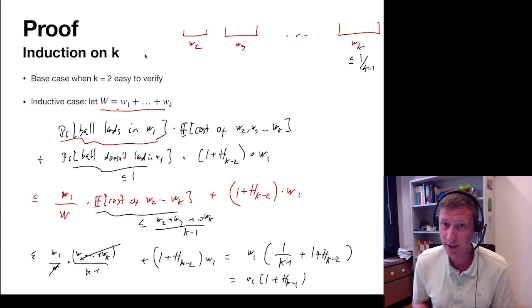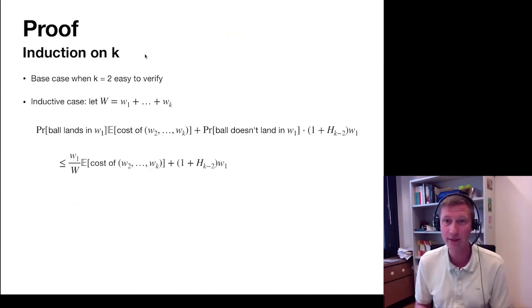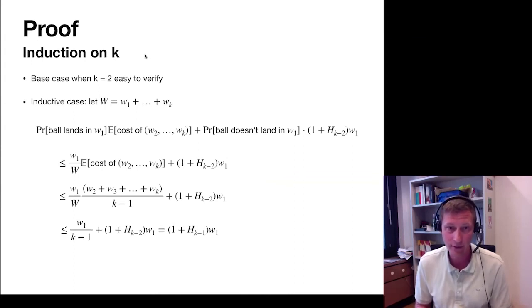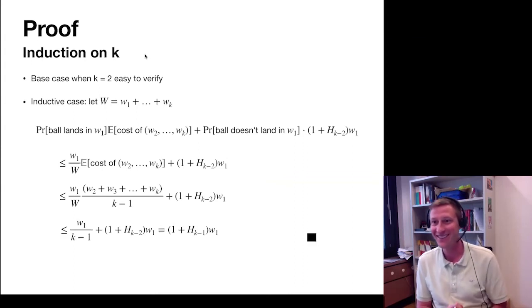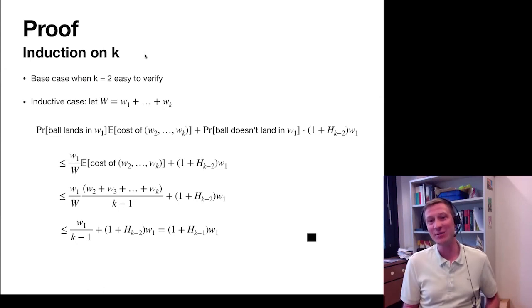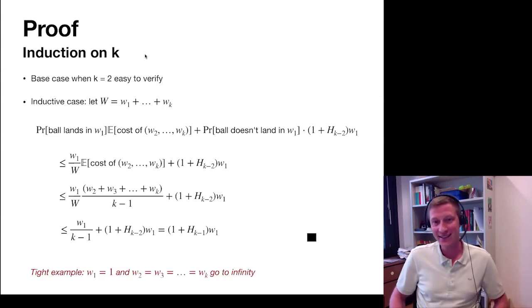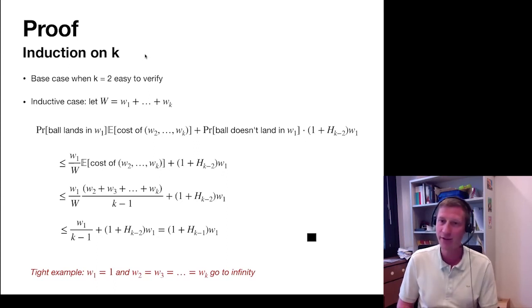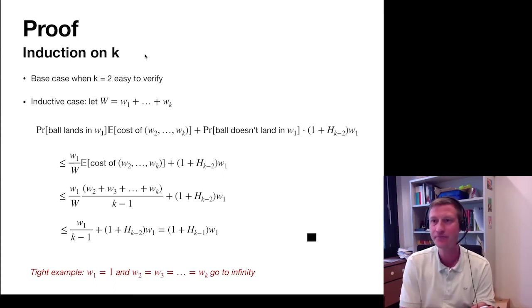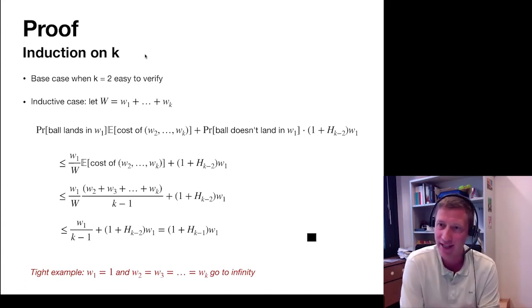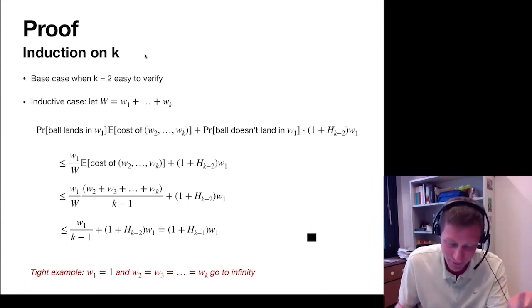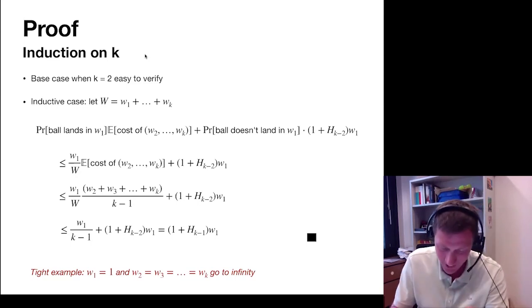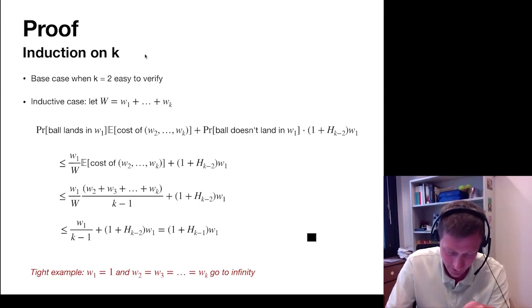Maybe it went a little bit quick, but at least I can convince you that it fits on one slide. And this turns out to be tight, and the tightest example is when w1, let's say, is one, and all the other ones are the same, going to infinity. So this would be a tight example that the algorithm is not better than 1 plus Hk minus 1, but I think that it's 1 plus Hk minus 1, even in the general clustering case.